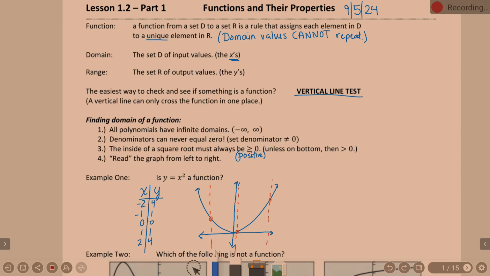Now, I had some repeats in my range, but that's okay. It's just no repeats in the domain. So, I agree. Yes, that one is a function.